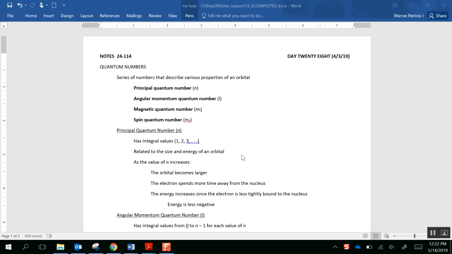So first, the principal quantum number. Principal quantum number n has integral values starting at 1 and continuing to infinity. Principal quantum number n is the size and energy of an orbital. As n increases, the orbital becomes larger, the electron spends more time away from the nucleus, the energy increases since the electron is less tightly bound to the nucleus, and the energy is less negative.